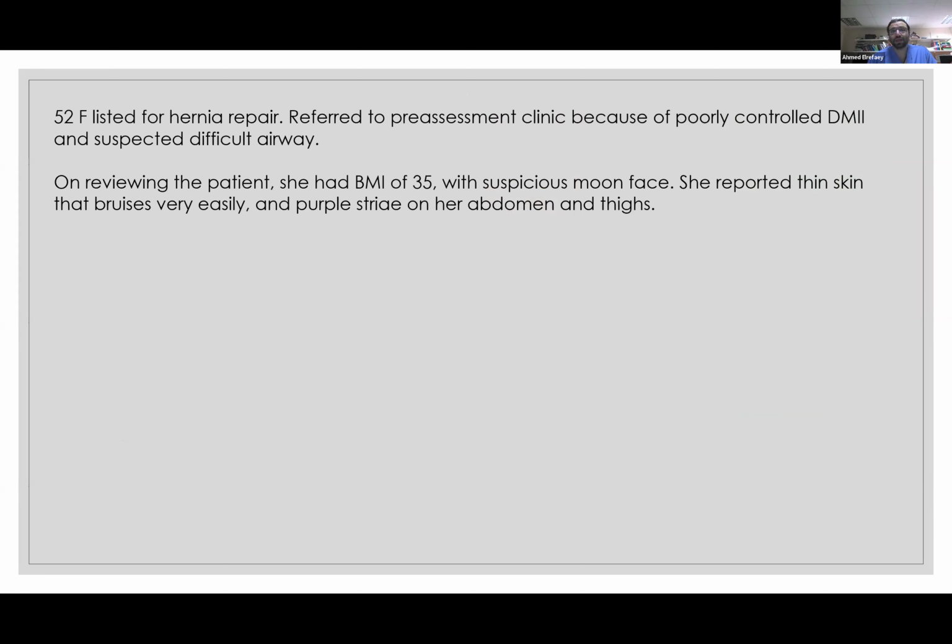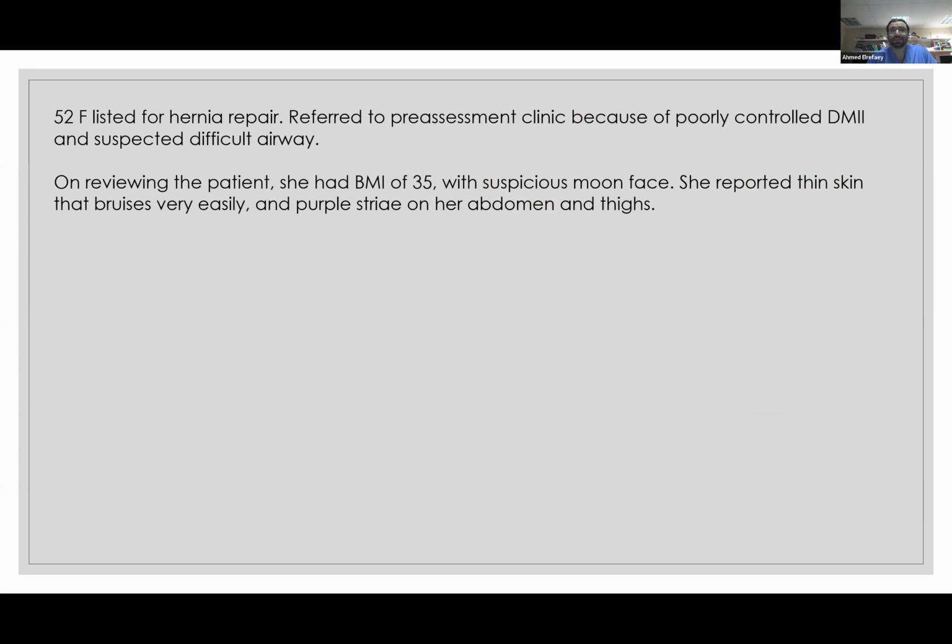It might be impossible actually to treat it preoperatively until the gland is removed. Another patient to talk about, which is a 52-year-old female listed for hernia repair, referred to pre-assessment clinic because of poorly controlled diabetes and suspected difficult airway because her neck was a bit thick. On reviewing the patient, she had a BMI of 35 with a suspicious moon face.